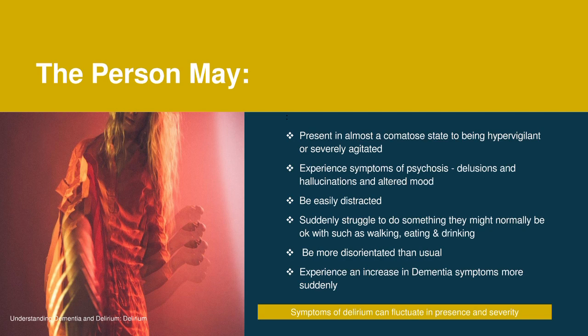The person will be easily distracted, and they'll suddenly struggle to do something they might normally be okay with, such as walking, eating and drinking. They'll be more disorientated than usual and often experience an increase in their dementia symptoms more suddenly. The symptoms of delirium can fluctuate in how they present and how severe they are.